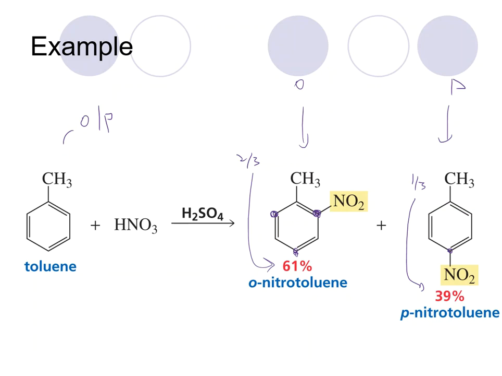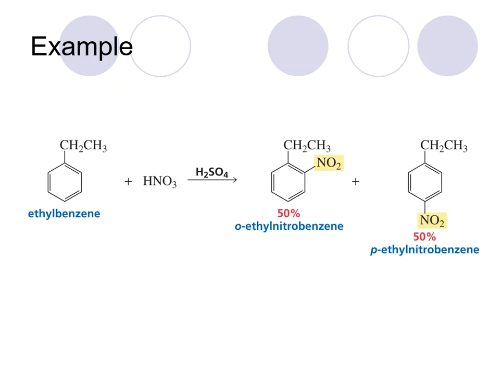61% we will get ortho nitrotoluene, and 39% we ended up with para nitrotoluene. Okay, well that was with methyl on a benzene. So now let's change it to an ethyl on a benzene. How does this really play a factor, if any?